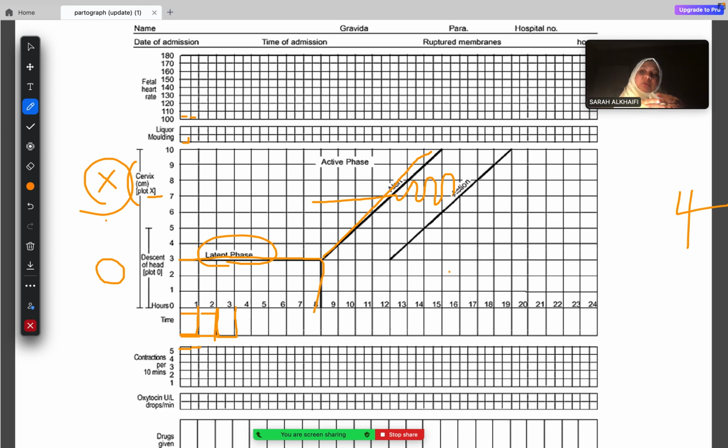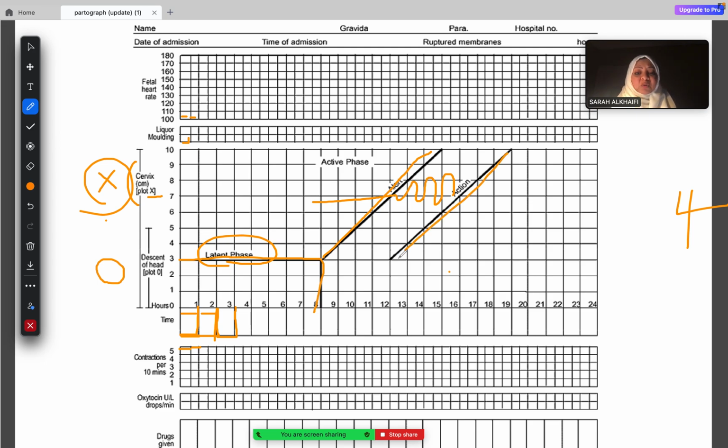As a general rule, 1 centimeter of cervical dilatation takes 1 hour in the primigravida, and in the multigravida it might take 1 hour to dilate 1.5 to 2 cm, so about 1.5 hours. So this is the alert line.